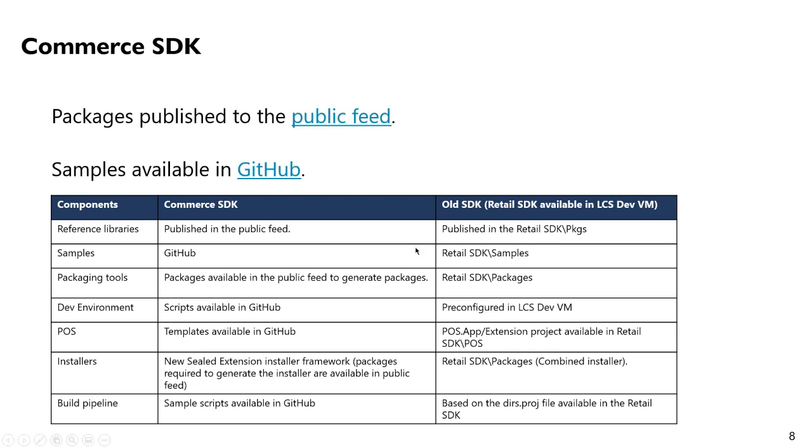Okay. Then the second big difference is the samples. So for the new SDK, all the samples are published in GitHub. In the older version, the samples are available in the retail SDK folder.